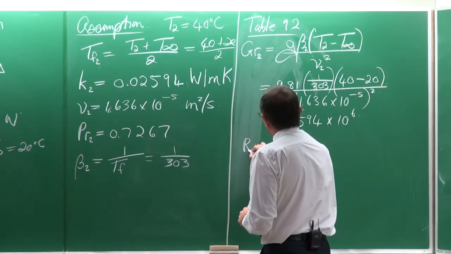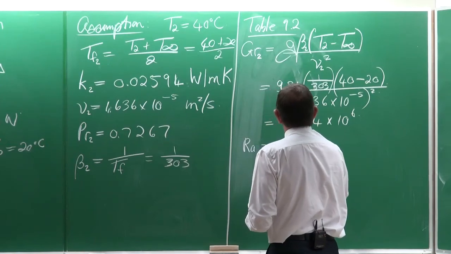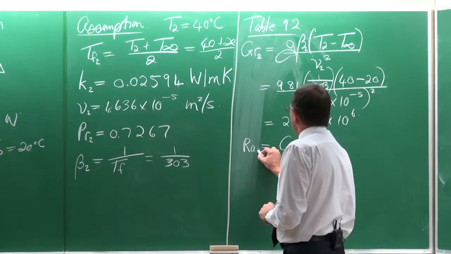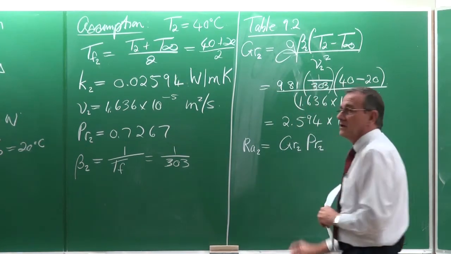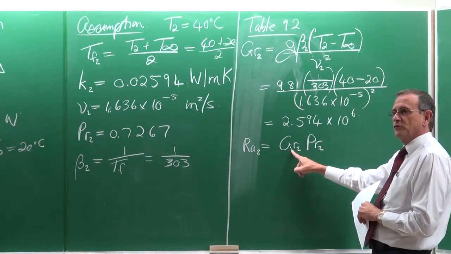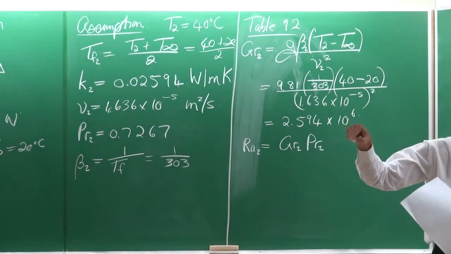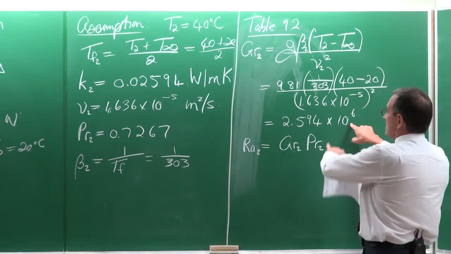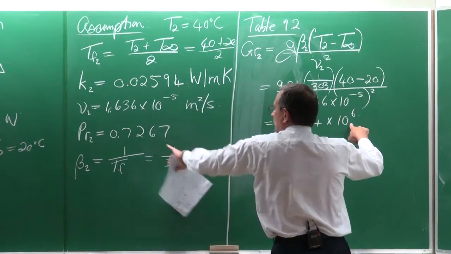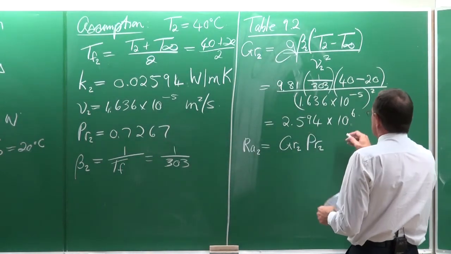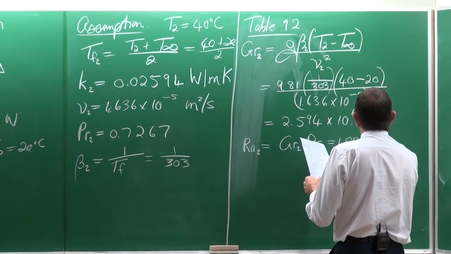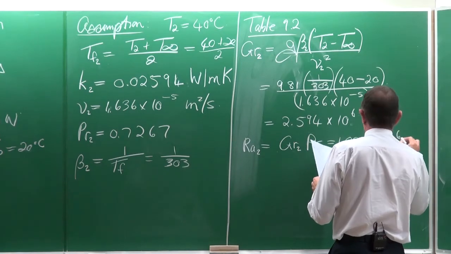The Rayleigh number is equal to the Grashof number multiplied by the Prandtl number. But it is the Rayleigh number at 2. So, for that reason, we need the Grashof 2 and we need the Prandtl at that location. If you go and multiply this now with the Prandtl number, there it is, 0.7267, then the Rayleigh number is equal to 1.885 multiplied by 10 to the 6.